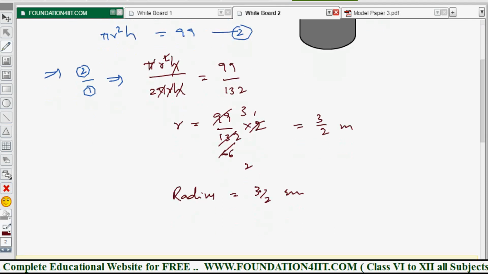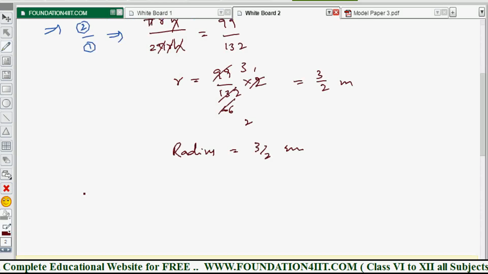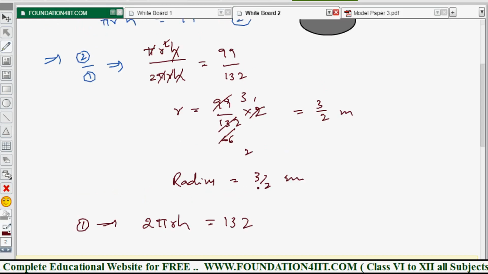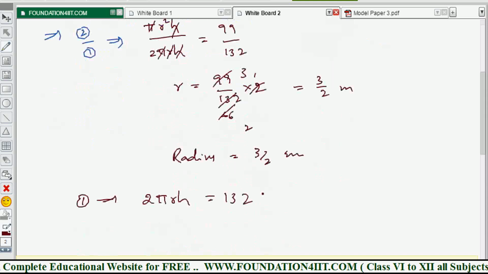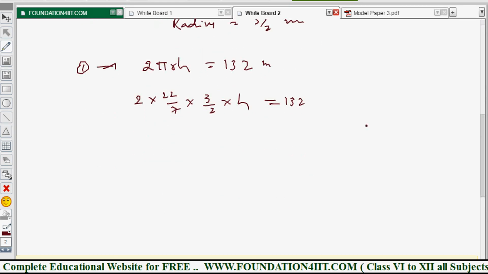Once you know this, you can find the height. You can substitute in either equation. Substitute in 2πrh: from equation 1, 2πrh is 132 square meters, which is given already. Then substitute the r value: 2 into 22/7, r is 3/2, into h, is 132. From this you can find the h value.